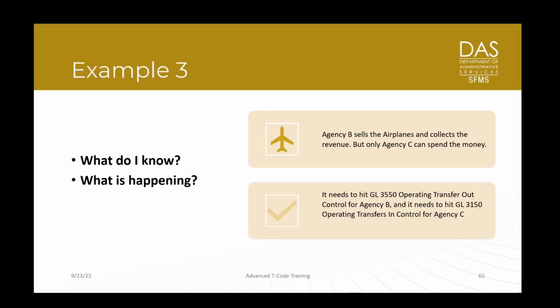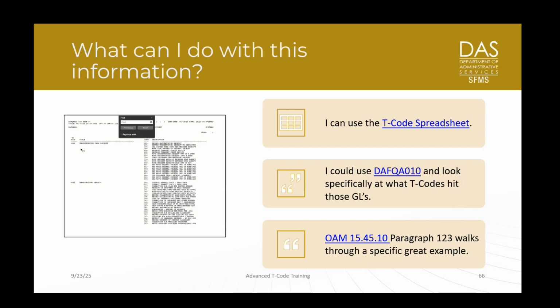So let's look at it. Agency B is going to sell some paper airplanes, and they're going to collect the revenue. But only Agency C can spend the money. So what do I know and what is happening? Well, I know that it needs to hit GL 3500 operating transfers out control for Agency B, and it has to hit GL 3150 operating transfers in control for Agency C. So what can I do with that information?